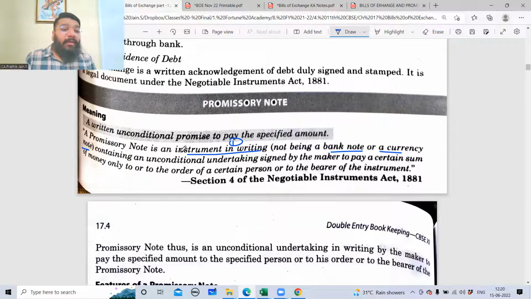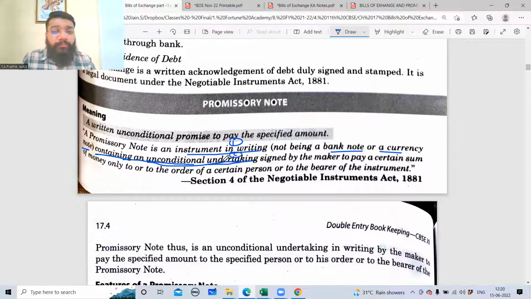A promissory note is an instrument in writing containing an unconditional undertaking. There it was an unconditional order. Here, undertaking means what? I am taking the responsibility that I'll make you the payment. I am the promisor. I am the buyer. I am making this promissory note. I am telling that I promise to pay you. So it is an unconditional undertaking. I am taking the responsibility of making the payment, and of preparing this document.